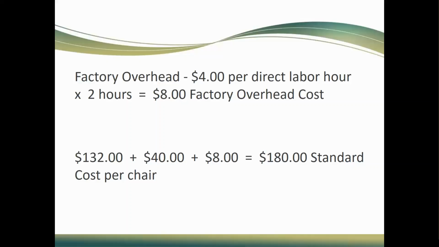And factory overhead, we're charging our factory overhead a rate of $4 per direct labor hour. And again, our direct labor hours were 2, so that would give you $8 for factory overhead cost, standard cost again. So if we want the total standard cost per chair, we're going to add the three costs together, $132 for direct materials, plus $40 for direct labor, plus $8 for factory overhead. And that gives you a total of $180 would be your standard cost per chair.